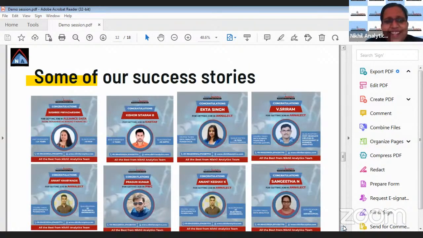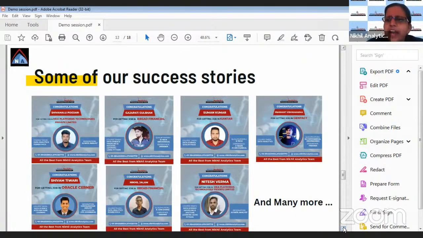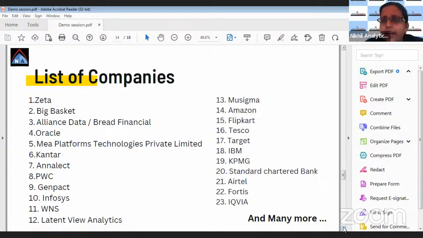Now, the success stories, the students who have been successfully placed in different companies. There are many, many success stories which we have made from 2012 in different companies. Which are the companies in which we have placed the candidates? Let me tell you. Zeta is one payment based company which is into credit cards and Zeta cards. It is a US based company. Then Big Basket is there. Alliance Data, now popularly known as Bread Financial. Oracle, Mia platforms. Then we have Kantar. Earlier it was Analytics Quotient. Now it is with Kantar.